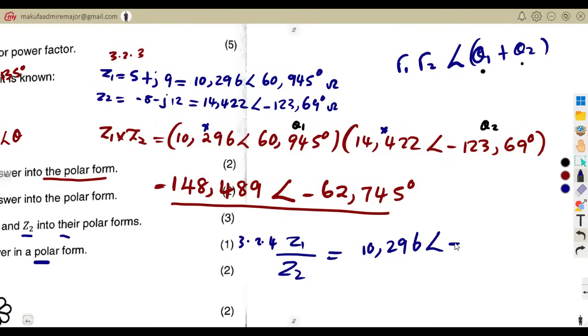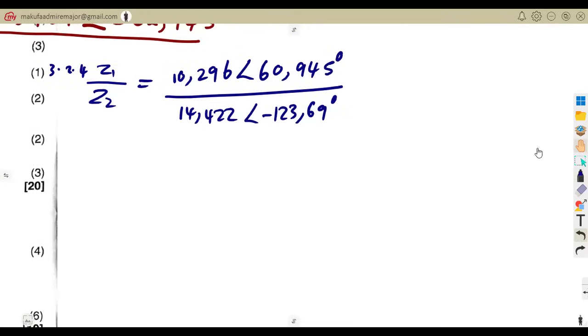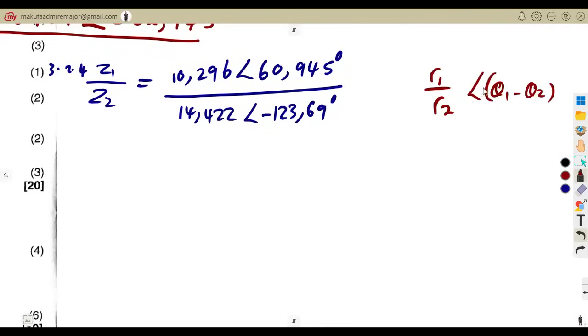10.296 at an angle of 60.945 degrees. What about Z2? We have it. That's 14.422 at an angle of minus 123.69 degrees. Division, how do we go about it? You divide your moduli, R1 by R2. For the argument, you subtract the angles, theta 1 minus theta 2. So you're going to subtract these angles, but the moduli you divide as they are. That's your R1 divided by R2.